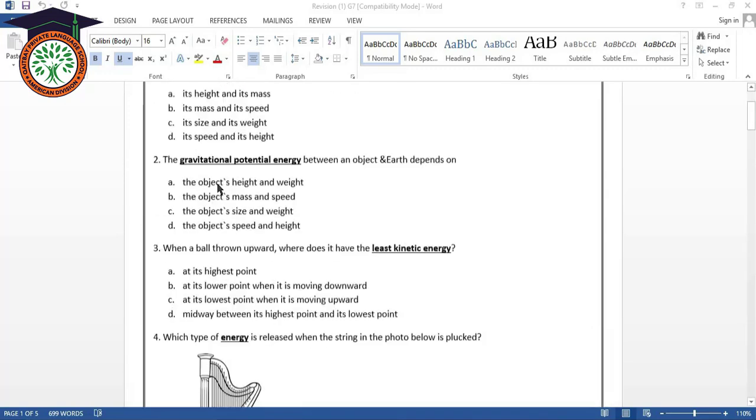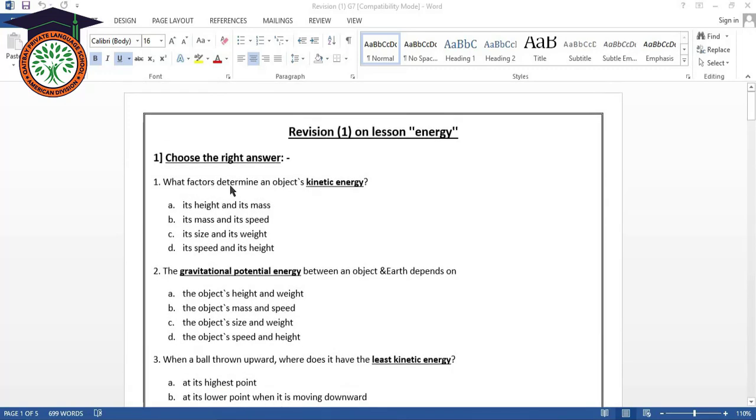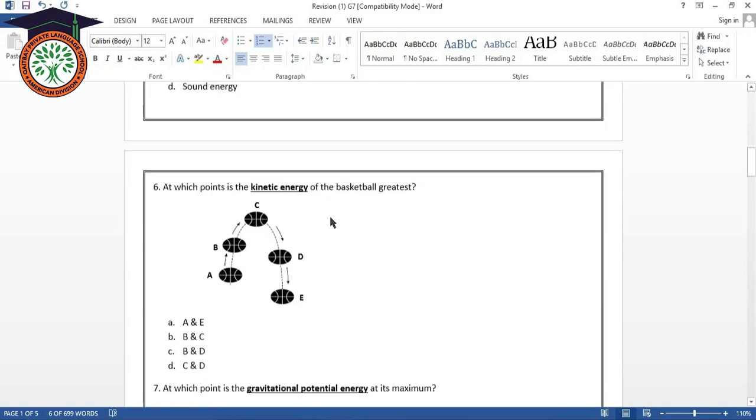The first one said, what factors determine an object's kinetic energy? Is it height and mass, or mass and speed, or size and weight, or speed and its height? So the right answer is mass and speed, as we know it before. So the answer will be letter B.